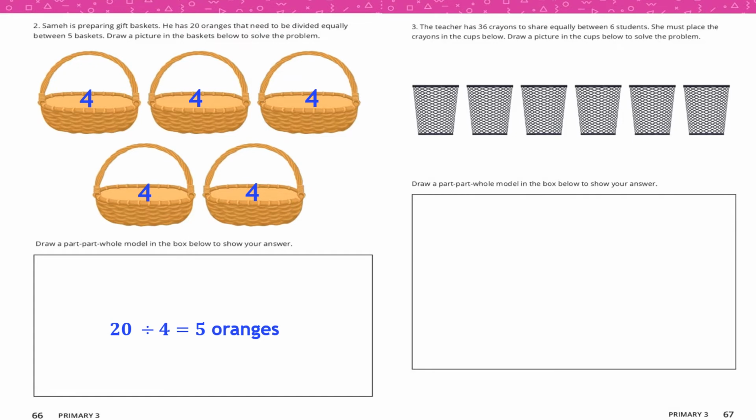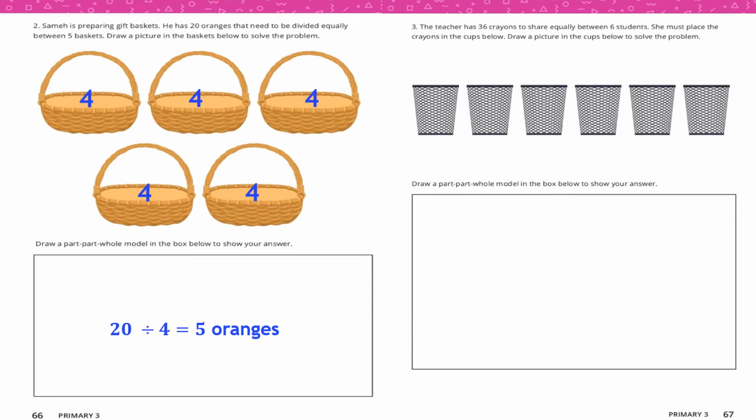The teacher has 36 crayons to share equally between 6 students. So the whole number is 36. We will put the whole number here in the first place, which will be the dividend. The dividend is the greatest number, which is the whole quantity.